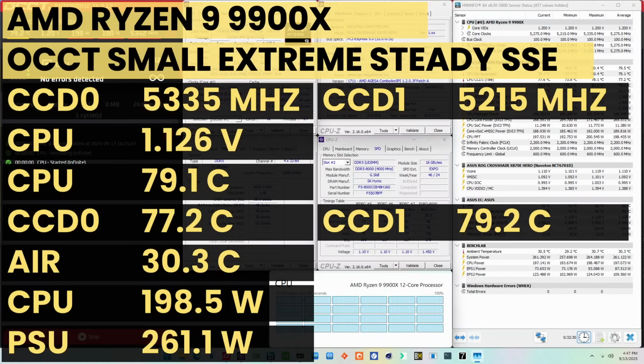When running the OCCT CPU SSE stability test, the average CPU CCD0 effective clock is 5335 MHz and CCD1 effective clock is 5215 MHz with 1.2 volts. The average CPU temperature is 79.1 degrees Celsius. The average CPU package power is 198.5 watts.